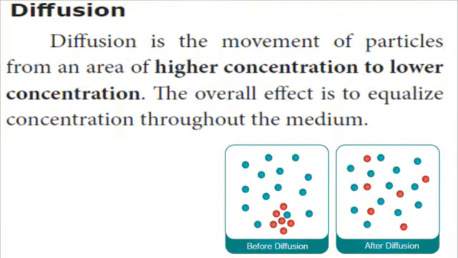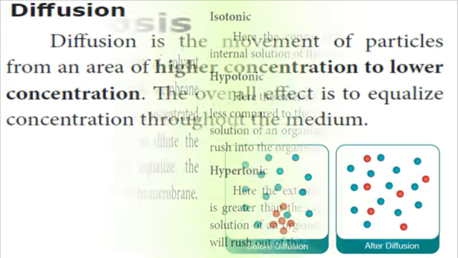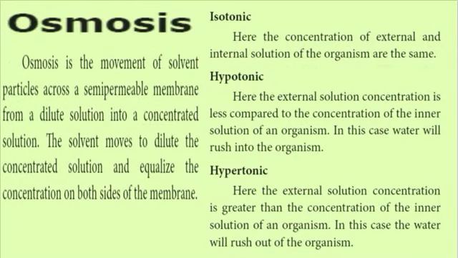Diffusion. Diffusion is the movement of particles from an area of higher concentration to lower concentration. The overall effect is to equalize the concentration throughout the medium. Osmosis. Osmosis is the movement of solvent particles across a semi-permeable membrane from a dilute solution into a concentrated solution. The solvent moves to dilute the concentrated solution and equalize the concentration on both sides of the membrane.